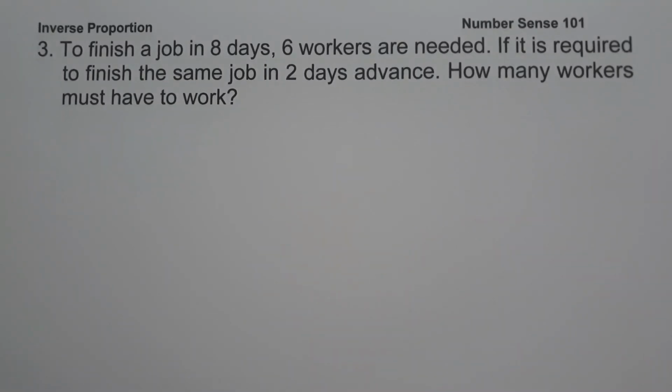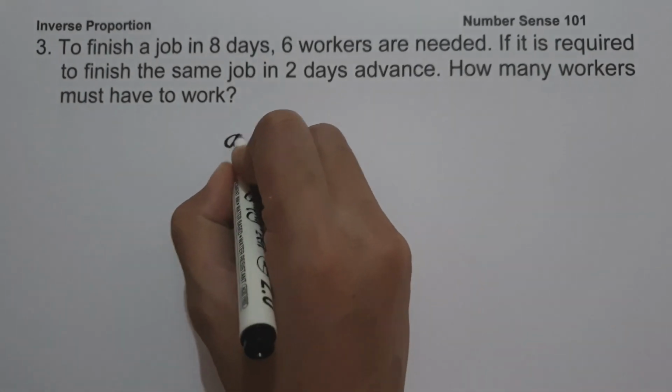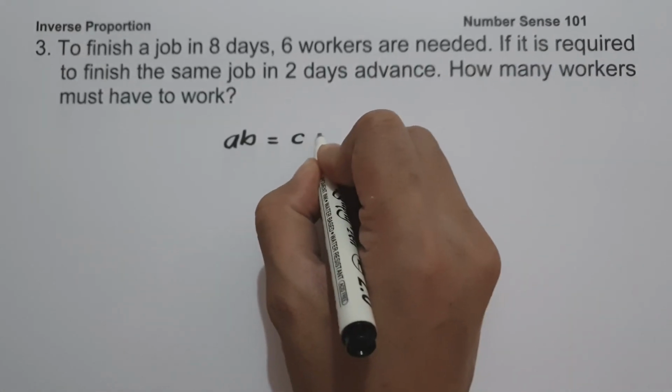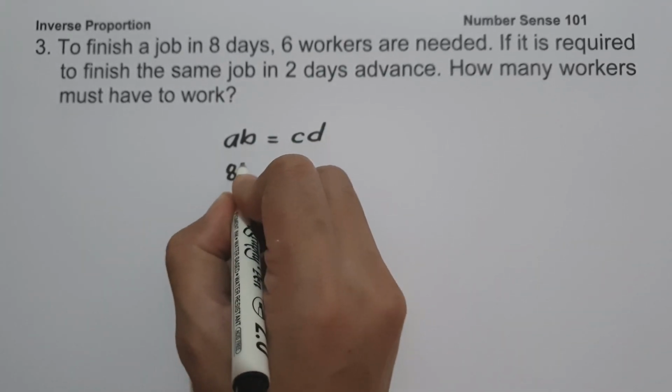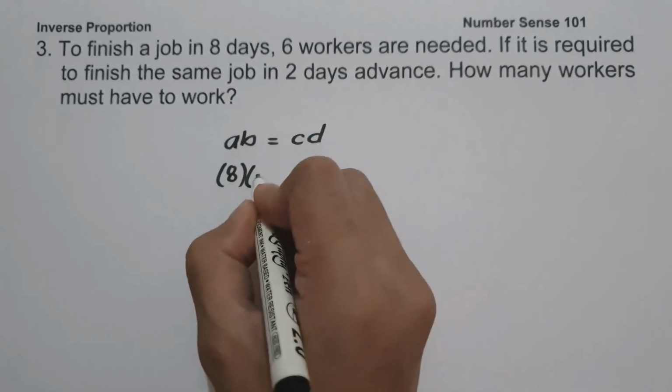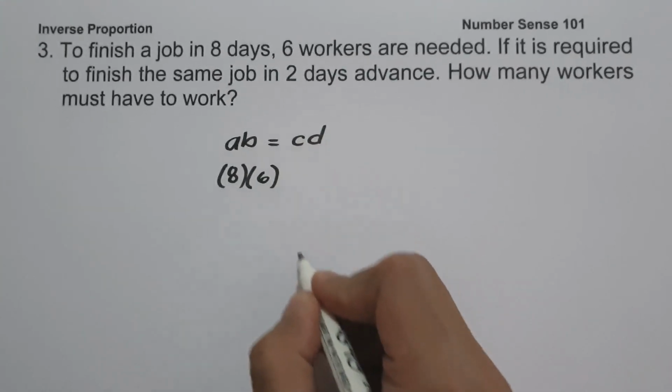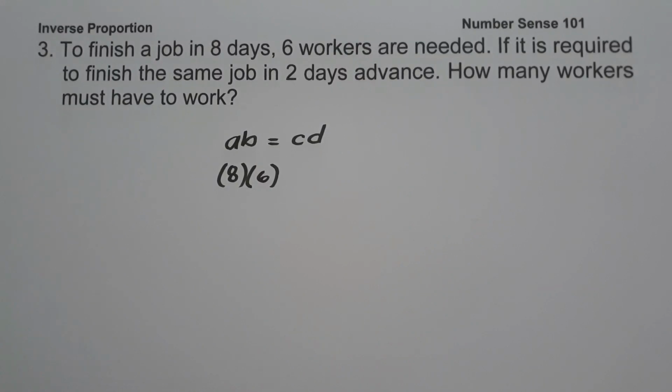On example number 3, to finish a job in 8 days, 6 workers are needed. If it is required to finish the same job in 2 days advance, how many workers must have to work? To determine the number of required workers to finish the same job in 2 days advance, let us write this one in the form of A times B equals C times D. A, that is the number of days, that is 8. And then B, that is 6. That is the number of workers needed to finish the job in 8 days.